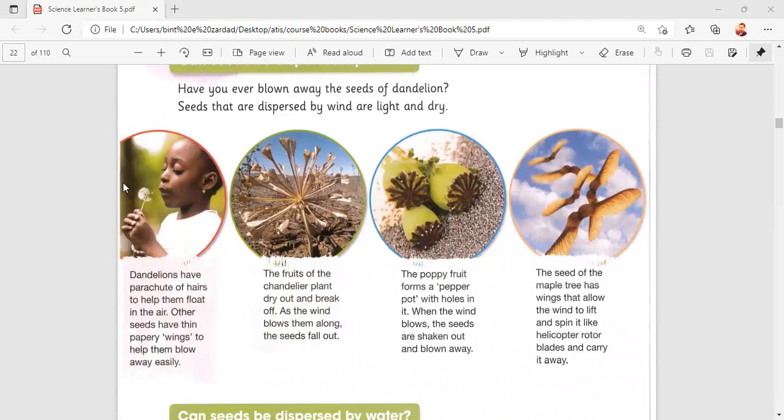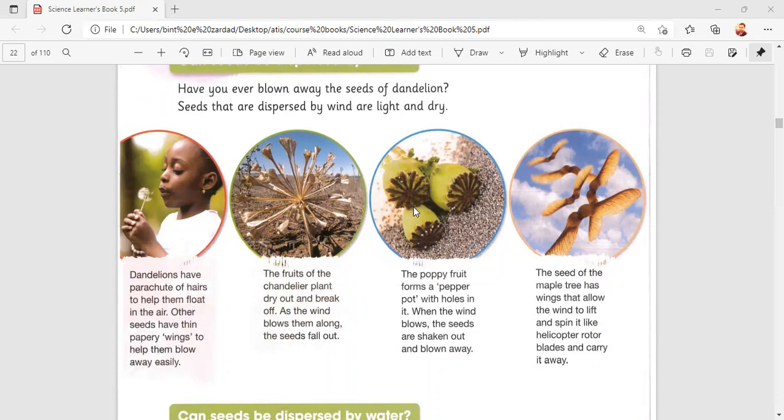The shape of the seed is such that it can easily move away from its parent plant. Like the dandelion, which has a parachute of hairs to help it float in the air. Other seeds have thin papery wings to help them blow away easily. Like this, the fruit of coriander plants dry out and break off, and with the help of wind, blow along, or you can say blow away from the parent plant.